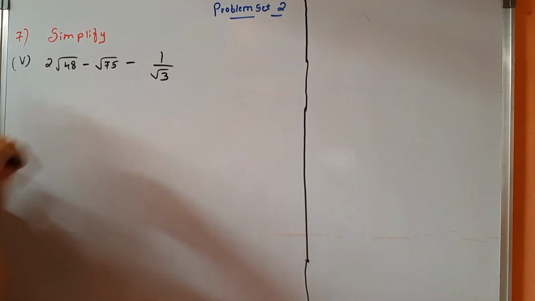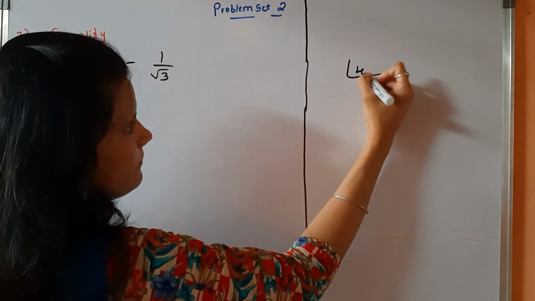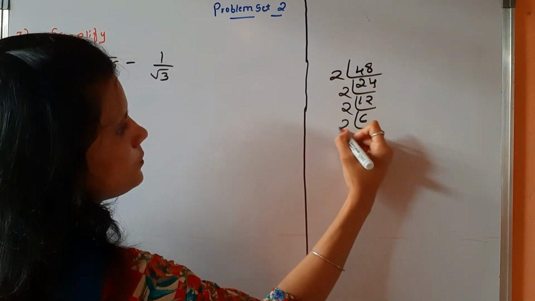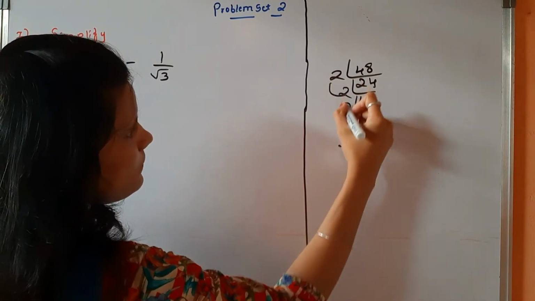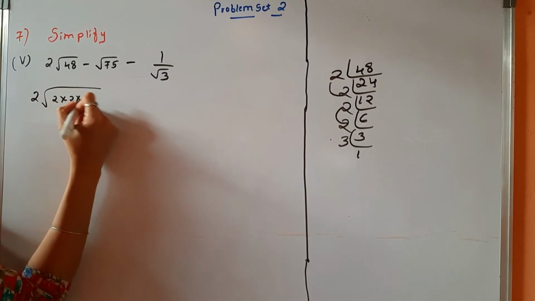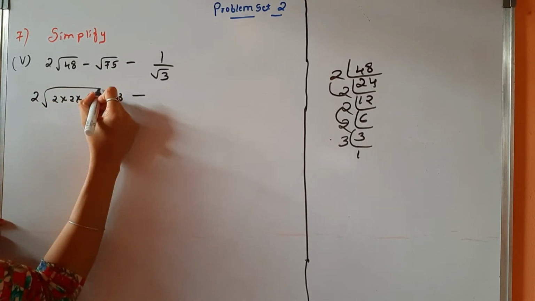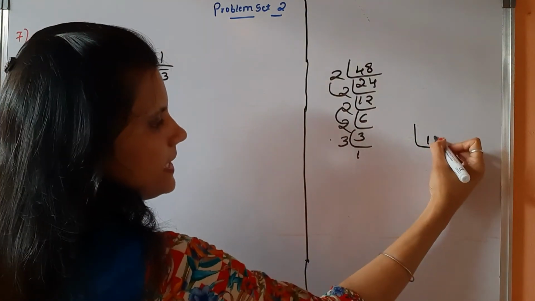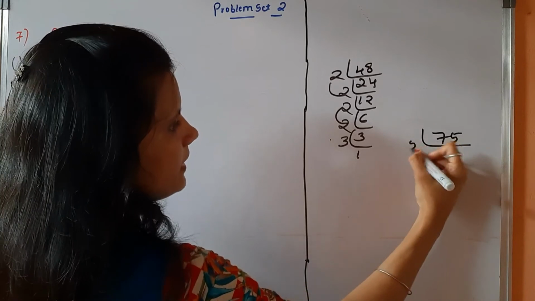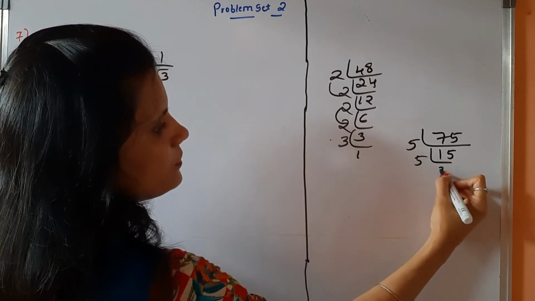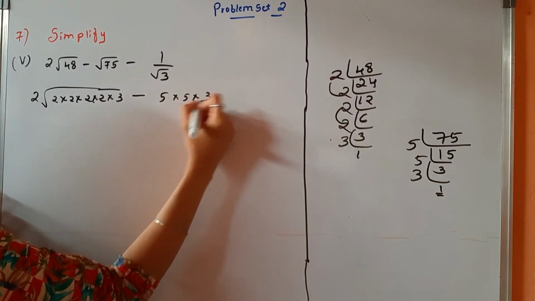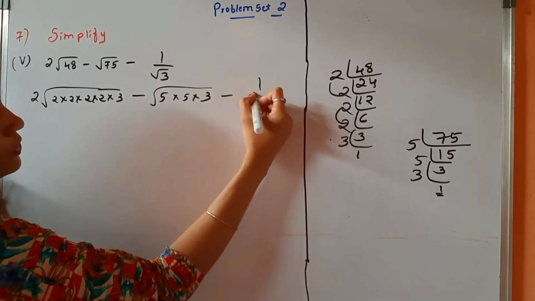We'll do quickly. First we will take the prime factors of 48. 2 2s are 4, 2 4s are 8, 2 12s are 24, 2 6s are 12, 2 3s are 6, 3 1s are 3. So we have got 2 four times, and 3. After that 75. When we are taking the prime factors of 75, 5 15s are 75, 5 3s are 15, 3 1s are 3. So we are getting 5 into 5 into 3. Then 1 upon root 3 will keep like this only.